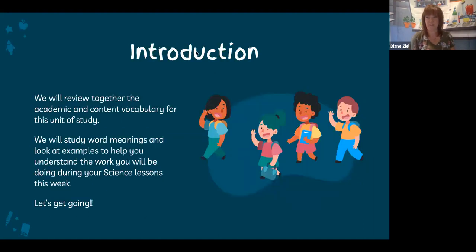We will review together the academic and content vocabulary for this unit of study. We will study word meanings and look at examples to help you understand the work you will be doing during your science lessons this week. Here we go.